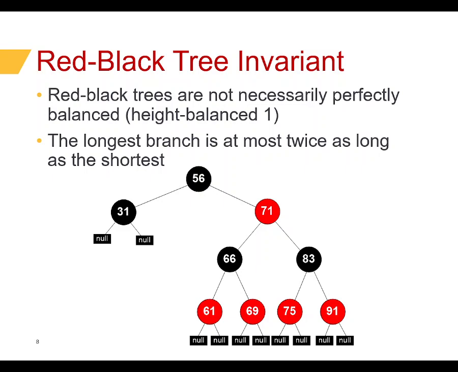There are some important consequences of the preceding definition, one of which is an important invariant property. Unlike AVL trees, red-black trees are not necessarily perfectly balanced. They may not be height-balanced. There may be nodes whose balance factors are outside the range from -1 to +1. The important invariant is that the longest branch is at most twice as long as the shortest. This property is what ensures that the tree remains within some degree of balance, balanced enough to guarantee that the height is still logarithmically related to the number of nodes.